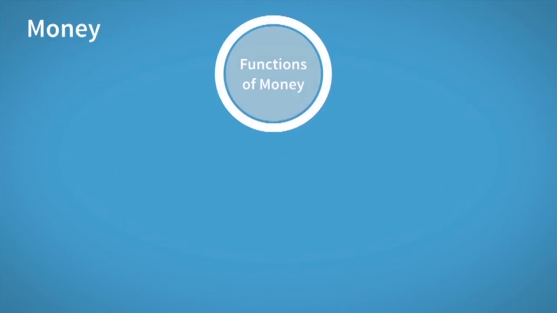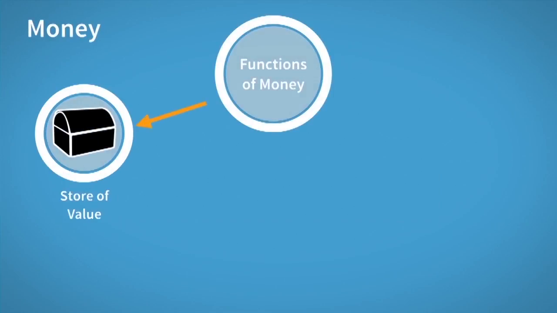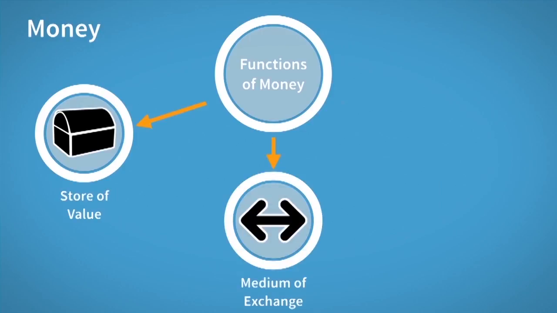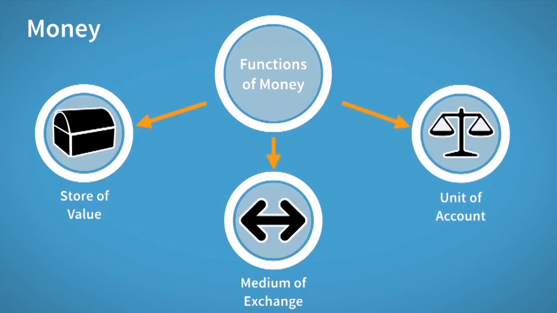Okay, so what are the functions of money? It is a store of value, so we can hold on to an amount of value for use at another time. It is also a medium of exchange, which has proven to be a little bit more practical than a barter system. And it is a unit of account, so we can use it to compare values.